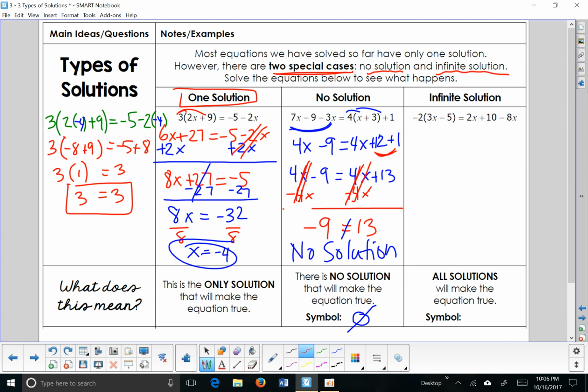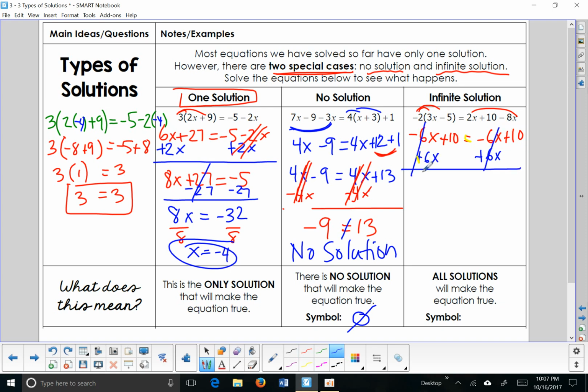Now let's look at the infinite solution example. So if I distribute here, I'm going to get -6x plus 10. And if I combine over here, I'm going to get -6x plus 10. Wow, I'm noticing something already. I'm not sure if you picked up on that. Left side says -6x plus 10. The right side says -6x plus 10. But let's continue by using an inverse operation and see what happens.